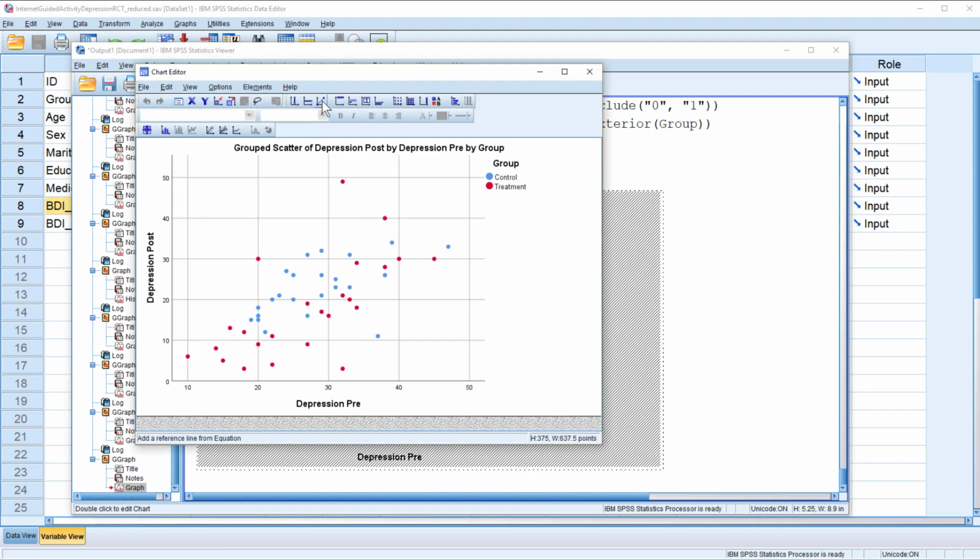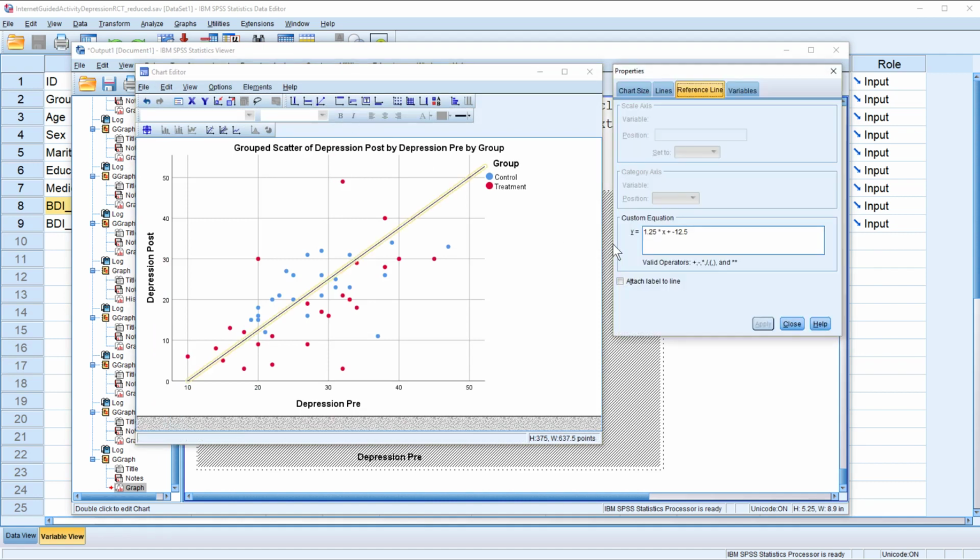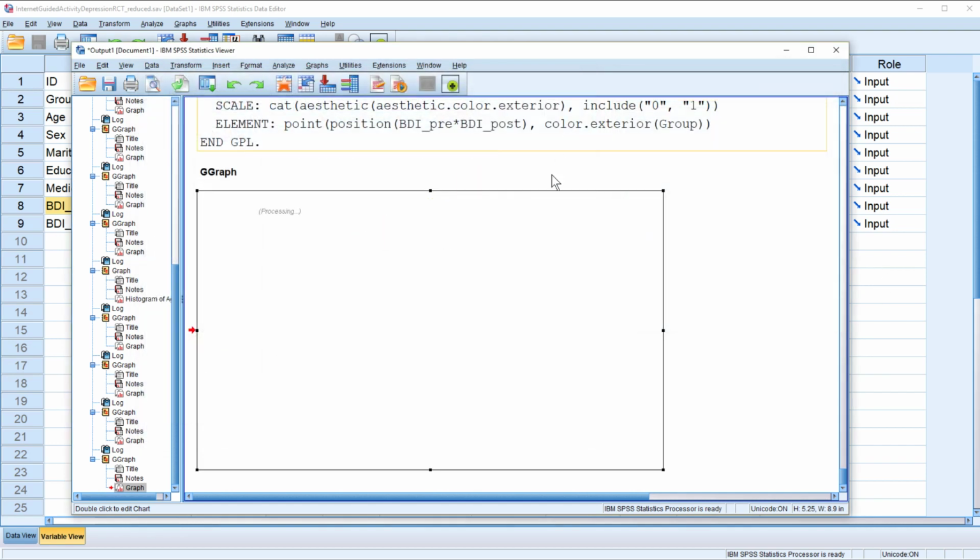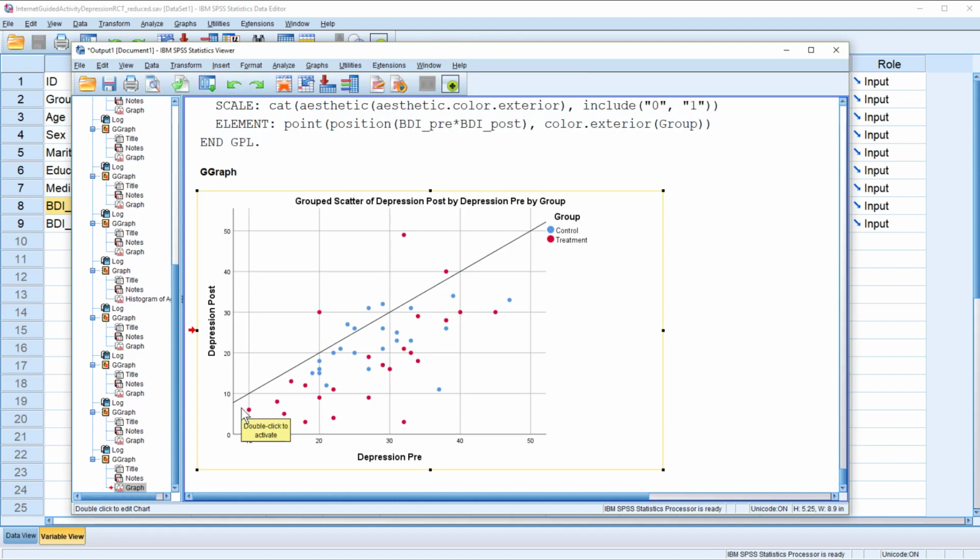You don't need to do this, but just to illustrate what's going on, I'm just going to put y equals x. This is the line where, if you had the same score before and after, you would fall on it. So if you had a score of 10 before and 10 after, you would be on that line. If you were 30 before and 30 after, you would fall on this line. So anyone falling on or near this line hasn't really changed in their depression score very much. Anyone above that line has actually increased their depression score, and anyone below it has decreased.